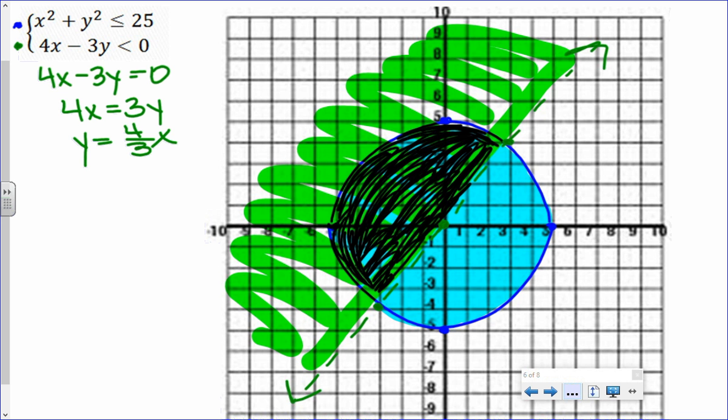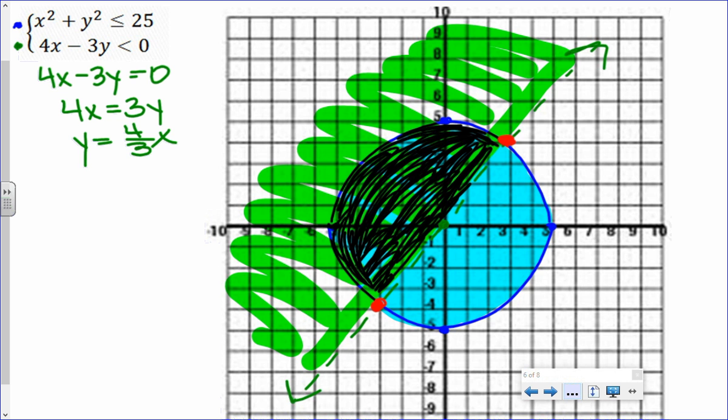Now, some of you may decide not to shade lightly and just shade in the solution set. That's fine. But the more of these that we graph, the better it is to maybe make some notes on your paper so that you can see where they overlap. Now, I would not say that we are done with our problem. Anytime that you graph these, I need you to find the vertices. How many vertices do we have for this shaded area? We have two intersection points. We have this one right here, and we have this one right here.